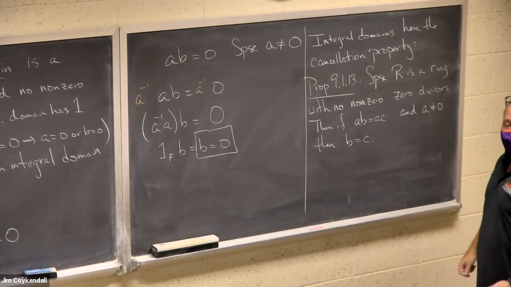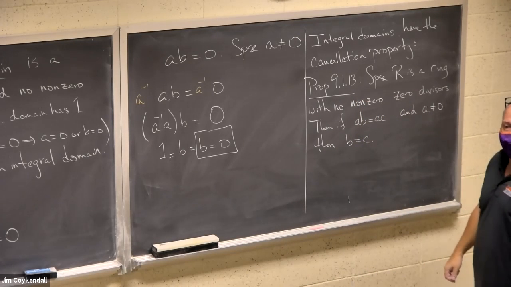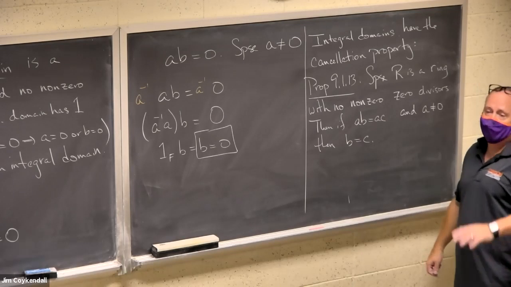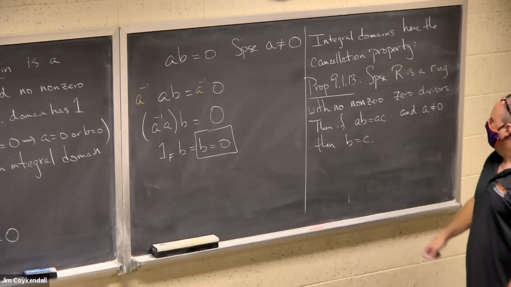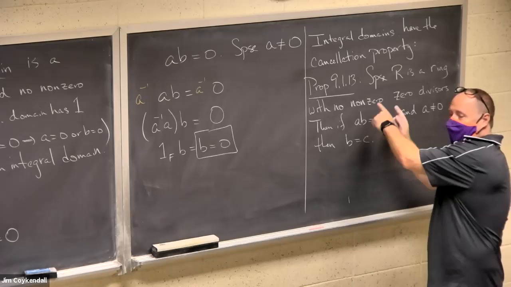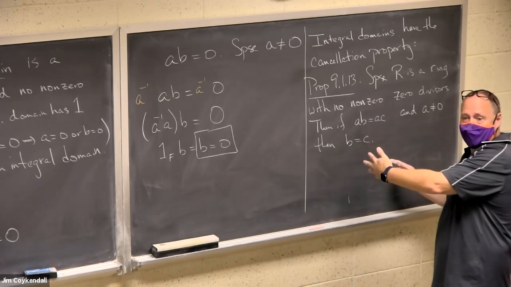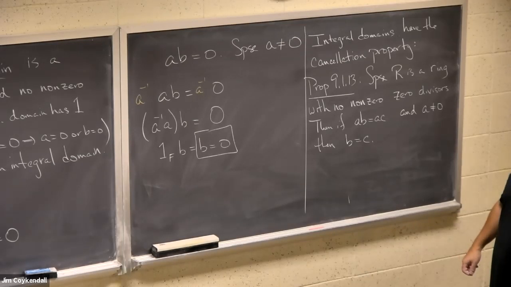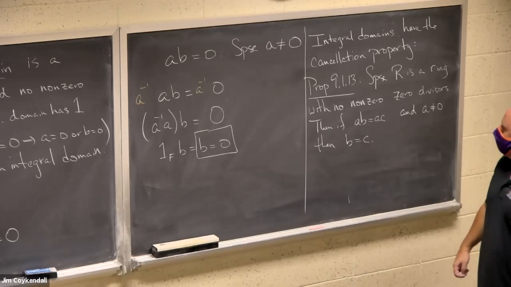And perhaps you guys can see why this is called a cancellation property, right? I can remember back, when I was first taking algebra, and I mean like high school algebra, oftentimes the teacher would write something like this, and then they'd put little lines in there and cancel out the A's, right? Well, if you're in a ring with no non-zero zero divisors, you can do that.